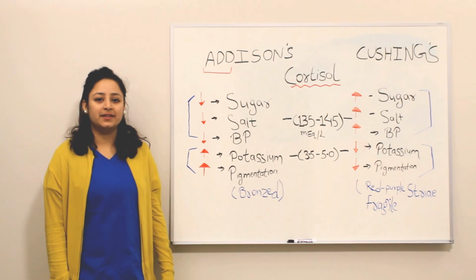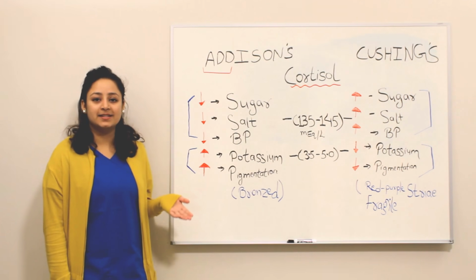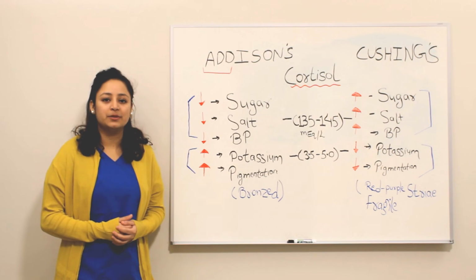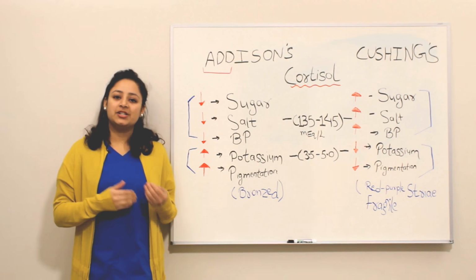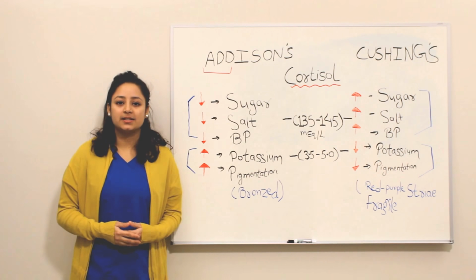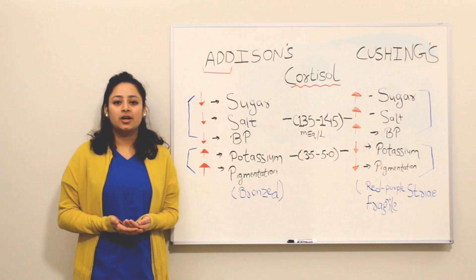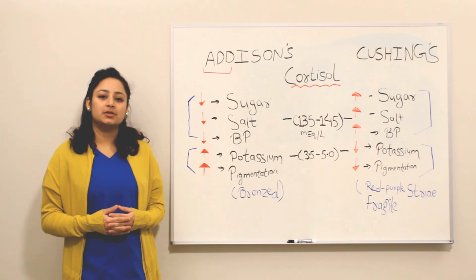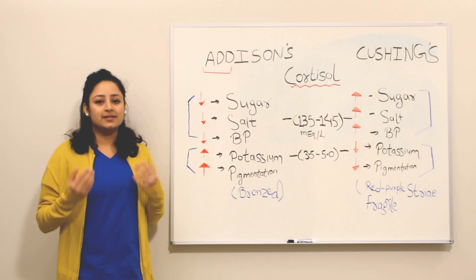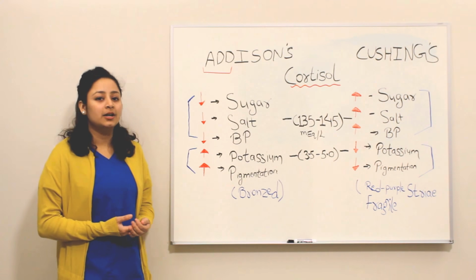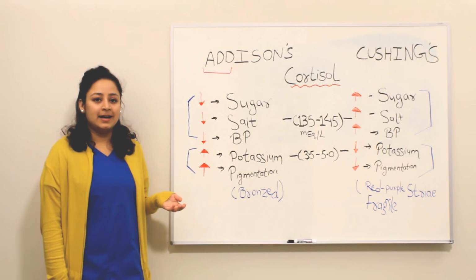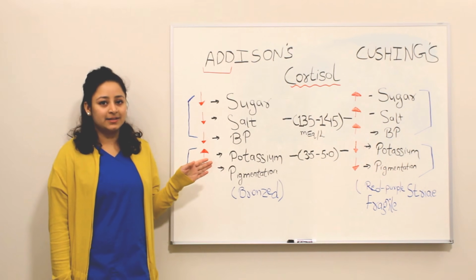So let's begin with Addison's and Cushing's, which is one of the important topics for the NCLEX. First of all, we should know that Addison's and Cushing's disease are metabolic disorders associated with the cortisol hormone, which is produced by the adrenal cortex, located at the top of the kidney. So in this video, I'm going to mainly focus on the electrolyte imbalances associated with Addison's and Cushing's.